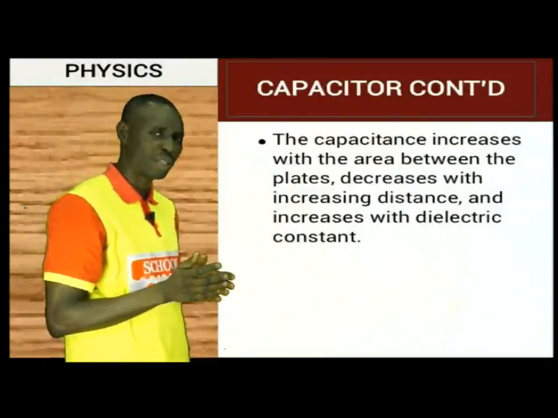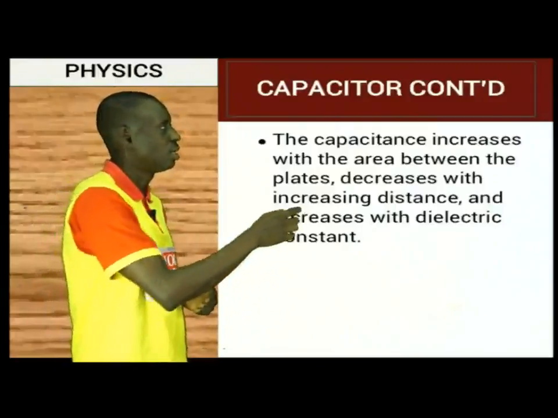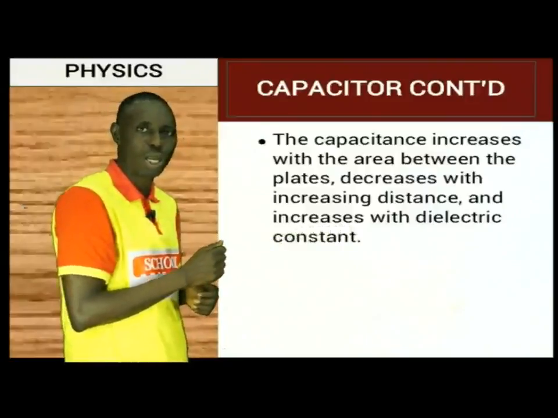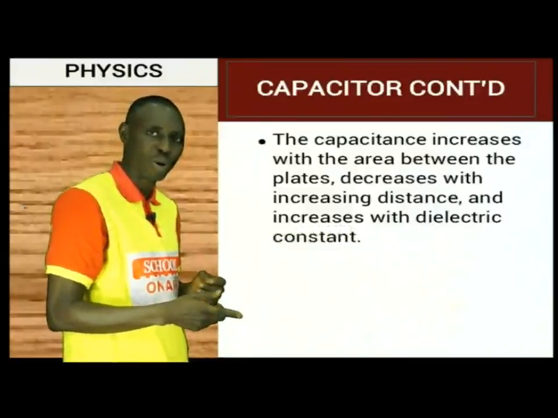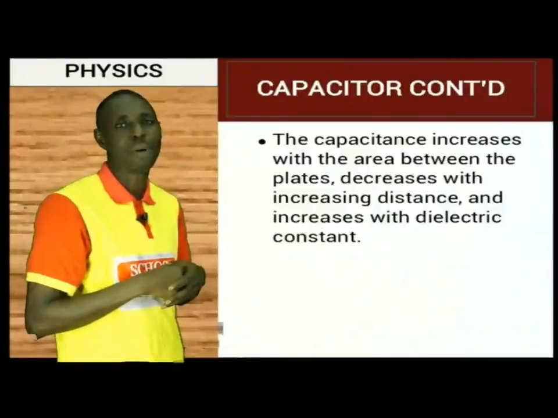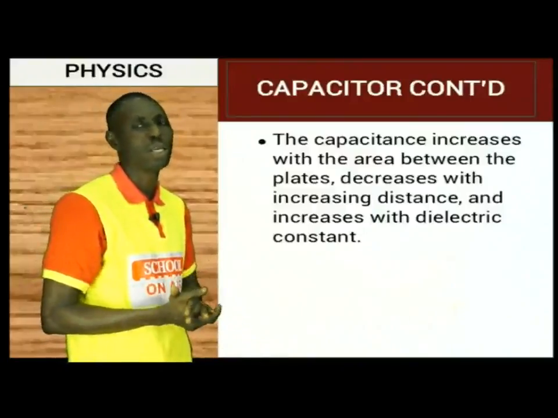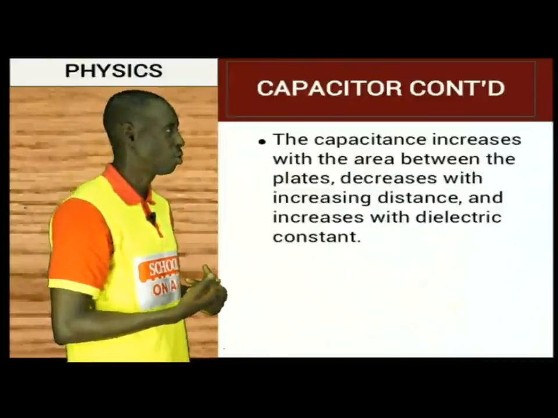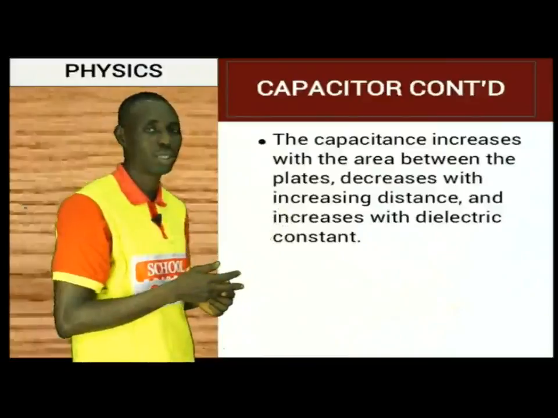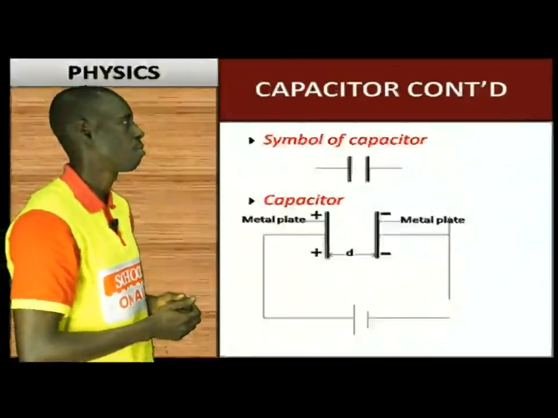And then the capacitance will also be affected by the insulating material, which we refer to as the dielectric constant. The capacitance will increase with the dielectric constant. So if you have more insulating material between the plates of a capacitor, you end up having an increase in the capacitance of the capacitor. I hope you have been able to take note of these factors. Like I said, the capacitance will increase with the area between the plates, it will decrease with increasing distance, and it will also increase with the dielectric constant.